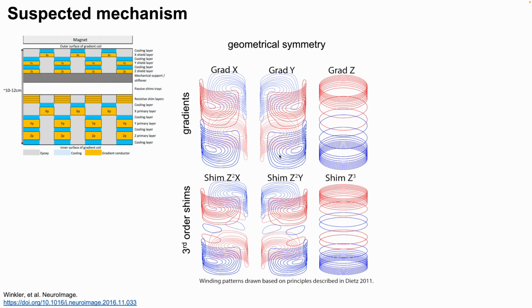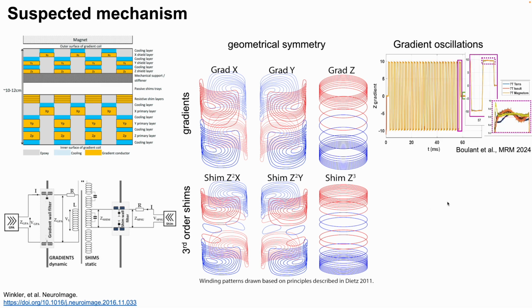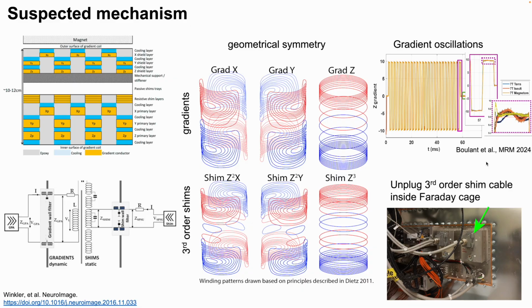So they can couple inductively, as shown with this little circuit diagram over here, where we have the gradients on the left and the third order shims on the right. And you can see that they form this closed loop over here via the filter plate of the Faraday cage. And the reason why we started to look into this was because Nicolas Boulant has shown previously at their 11.7 Tesla that they have these oscillations in their gradient waveforms when they have the third order shim. Those go away as soon as you unplug the third order shim.